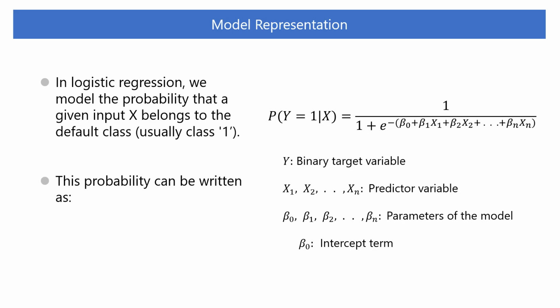In logistic regression, we model the probability that a given input x belongs to the default class, usually class 1. This probability can be written by this equation. Here, y is the binary target variable. x1, x2, ..., xn are the predictor variables. Beta 0, beta 1, ..., beta n are the parameters of the model, with beta 0 being the intercept term.